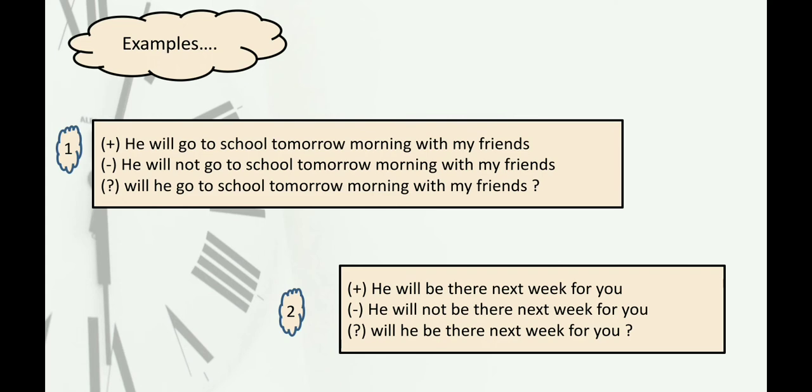Dia tidak akan ada di sana minggu depan untukmu. Dan untuk yang interrogatifnya, will he be there next week for you? Apakah dia akan di sana untukmu minggu depan? Itu dia perbedaan antara verbal dan non-verbal. So that is the example. I hope you have understood about our lesson today about the future tense.